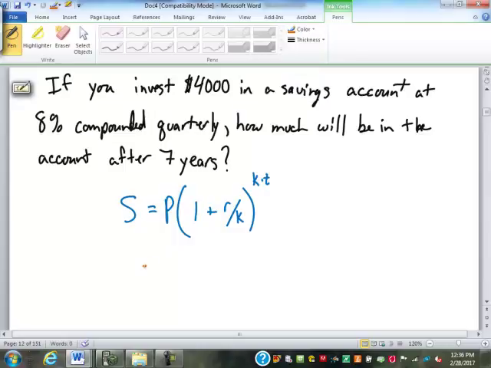So in this problem, P is the $4,000 that you started with. 1 plus R is 8%, so that's 0.08, divided by K. It's quarterly, so that means how many times a year? 4. So to the power of 4 times 7. So this is going to be 28 here.